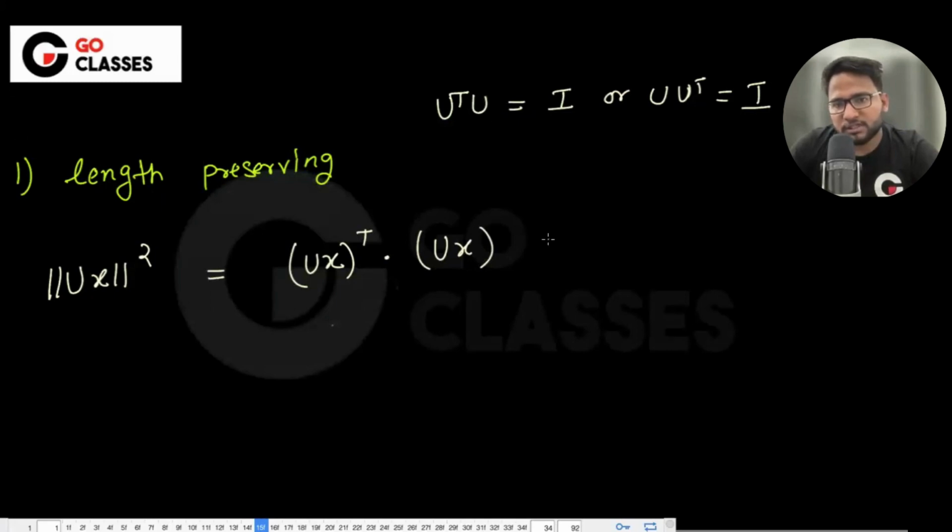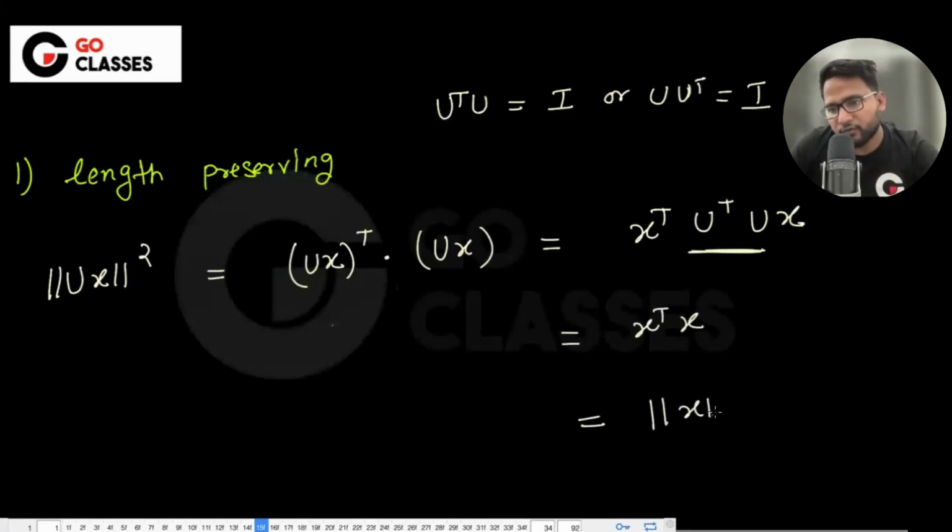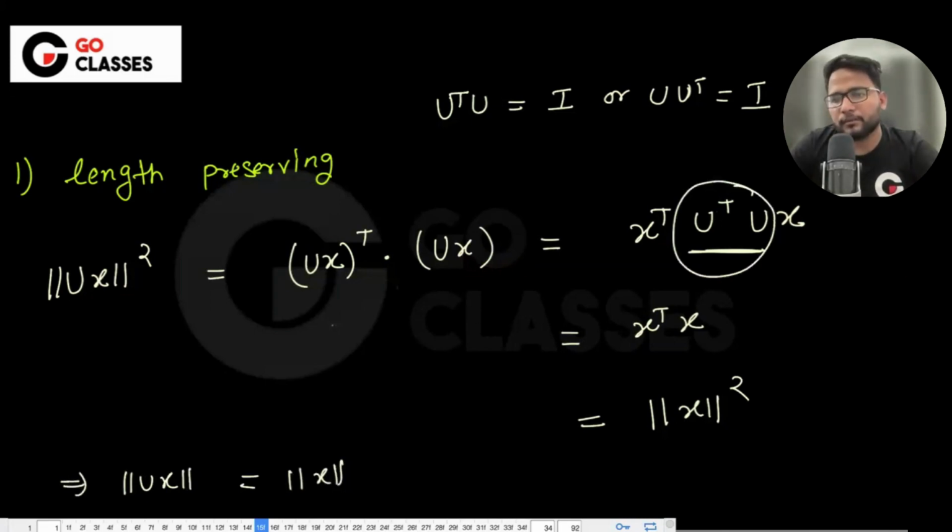Now this is the same as x transpose u transpose u into x. Since u transpose u is identity, this is the same as x transpose x, which is the same as length of x squared. Length is anyway always positive, so let's not worry about plus or minus. So basically the length of ux is the same as the length of x.